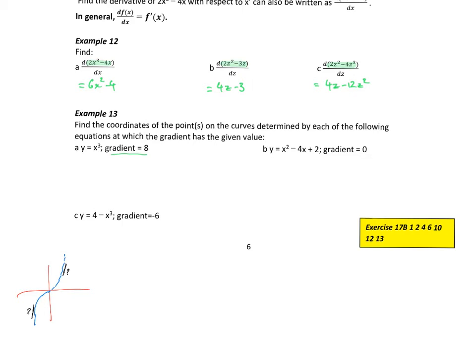So we need a rule for the gradient. A rule for the gradient is my derivative. So we need dy/dx, which in this case is 3x squared. Whereabouts is the gradient 8? That means I need to solve 3x squared equal to 8, because don't forget this expression could easily be m, where m is the gradient. Now if I solve that, I get x squared is equal to 8 on 3, so x is equal to plus or minus the square root of 8 on 3.